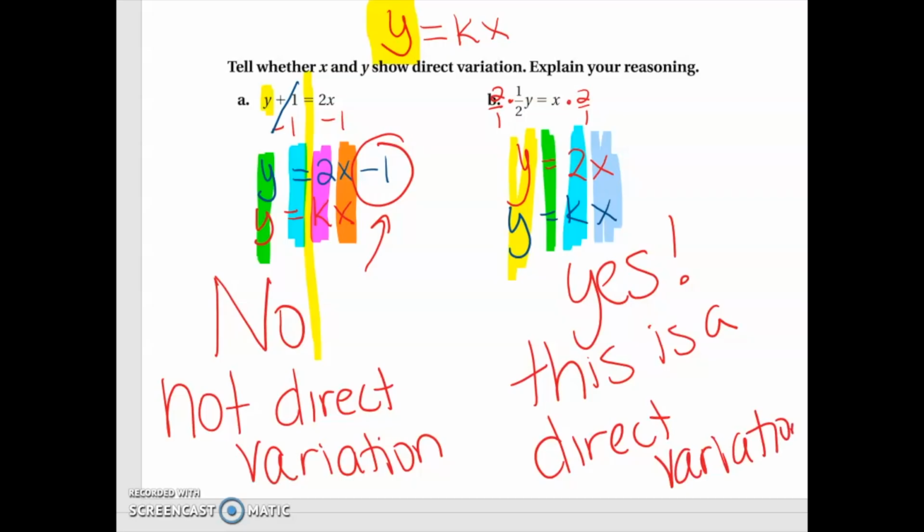Okay, and I know this part is hard, so it's going to take some practice. You're going to really have to work on solving the equation for y and seeing if all of the parts match up. It is hard. It's going to take some work, so we're going to go ahead and do some practice.